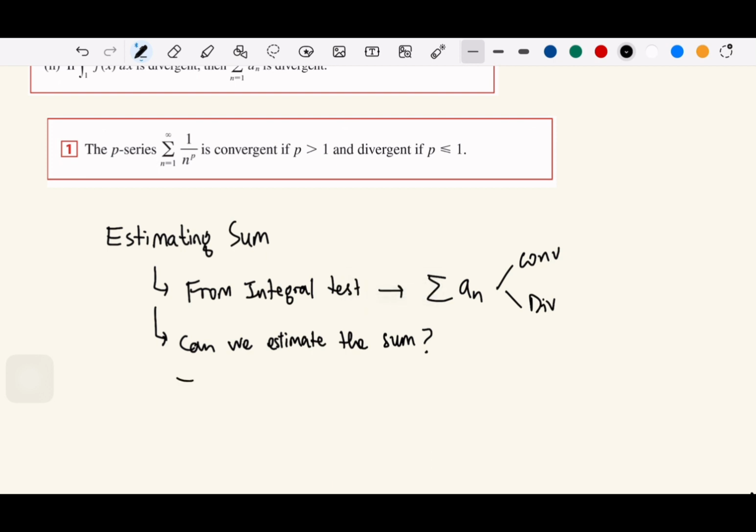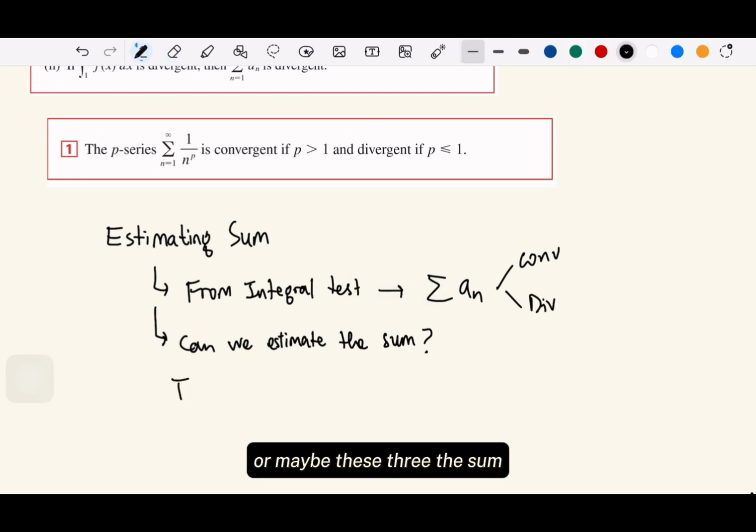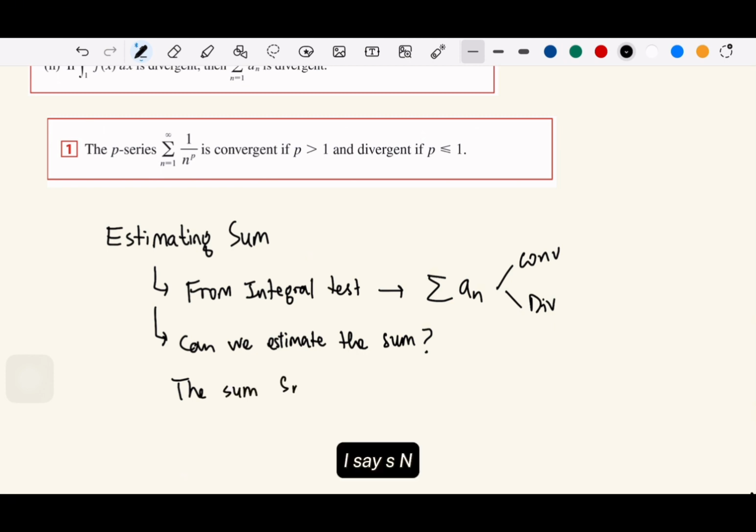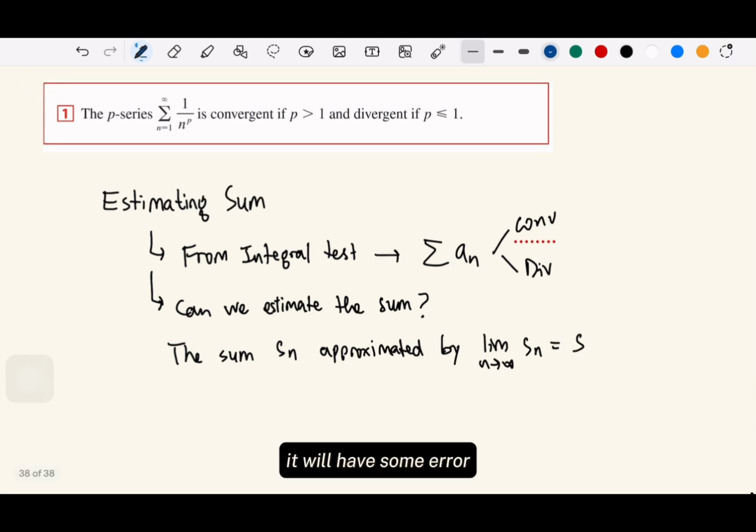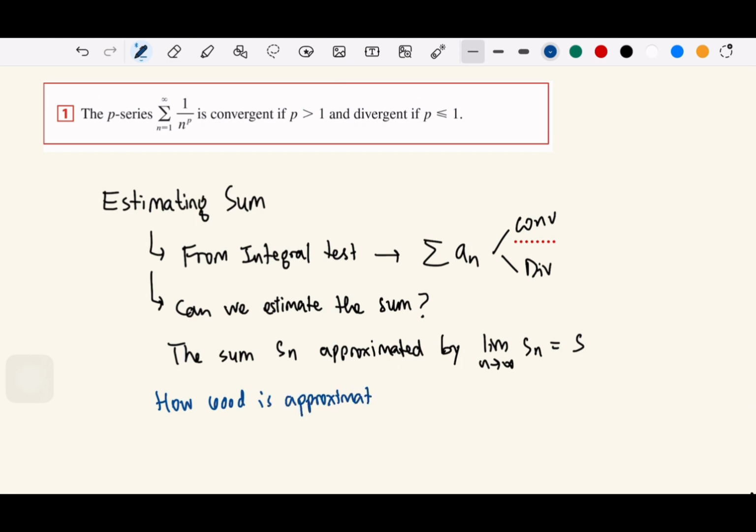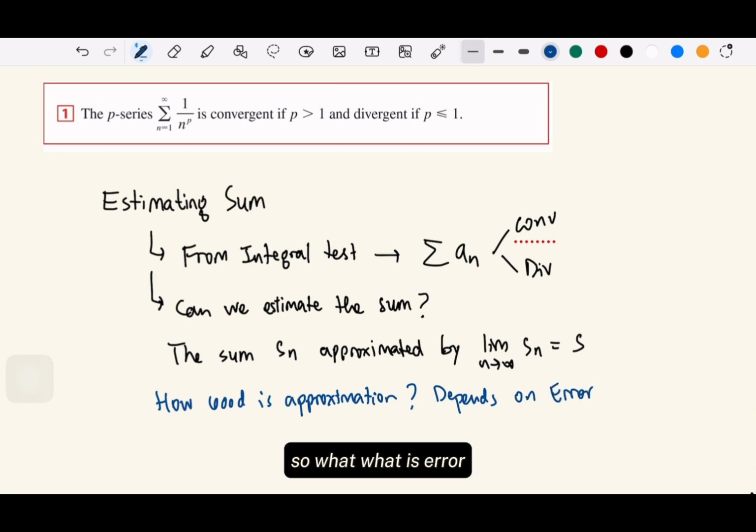So the sum, let's say Sn, will be approximated by the limit of Sn equal S. But this approximation, of course, will have some error. So how good is the approximation? It depends on the error. So what is the error?